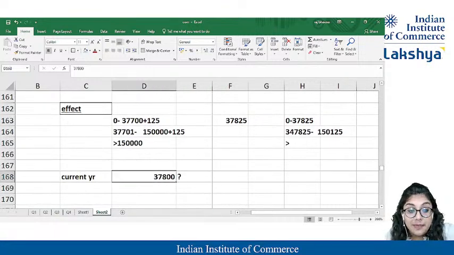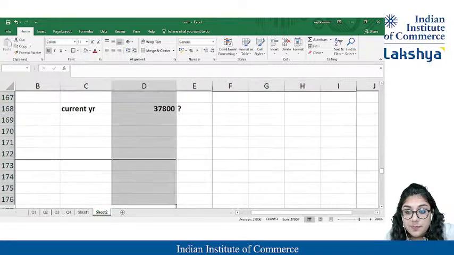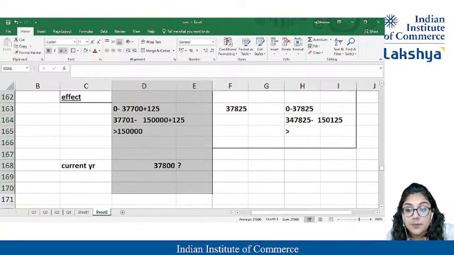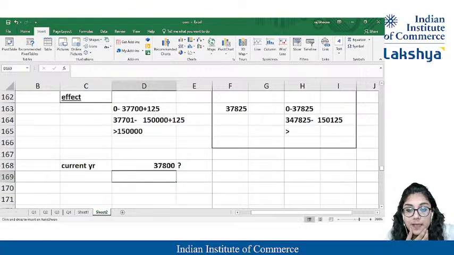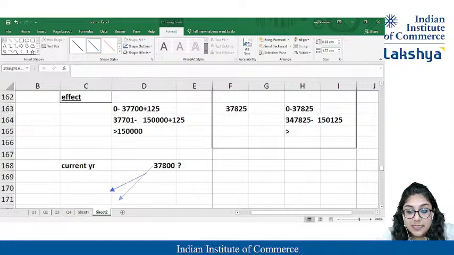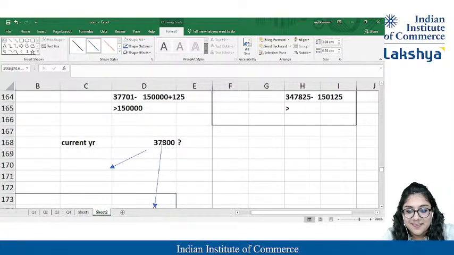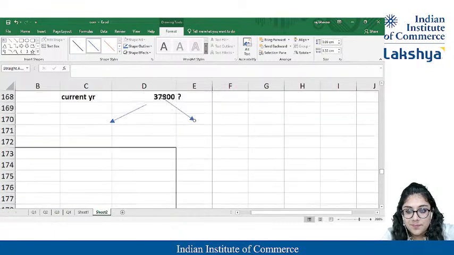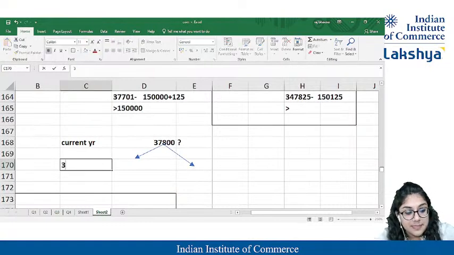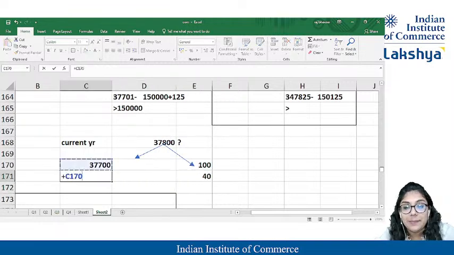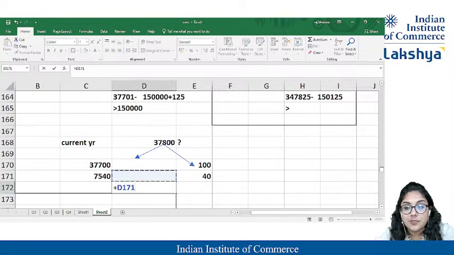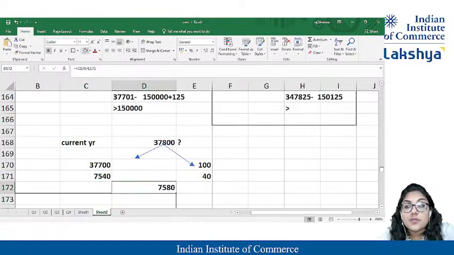Before this, I'm talking about this period only, okay guys. Initially I used to bifurcate it into two parts. Initially I used to think it will be 37,700, and beyond that it is 100. So on that, 40% I used to pay, and on these, 20% tax I used to pay. So my total tax liability should have been this plus this.